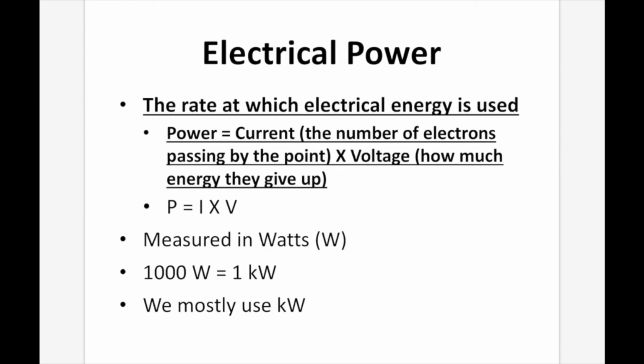Electrical power is the rate at which electrical energy is used. So power is going to be the current, so the number of electrons passing by the point, times the voltage, how much energy they give up. Just like the sports venue revenue was based on the amount of people coming in times the amount that they paid per ticket. The formula, as we said, is P equals I times V. It's measured in watts, and 1,000 watts equals 1 kilowatt. And generally, we're going to use kilowatts because most of our power ratings are pretty high.